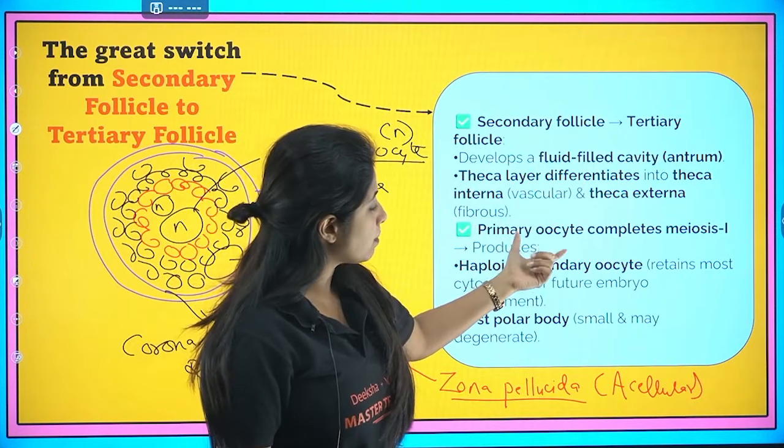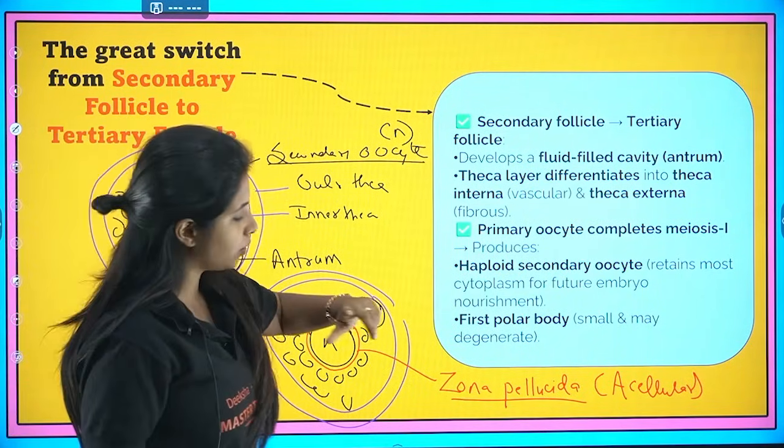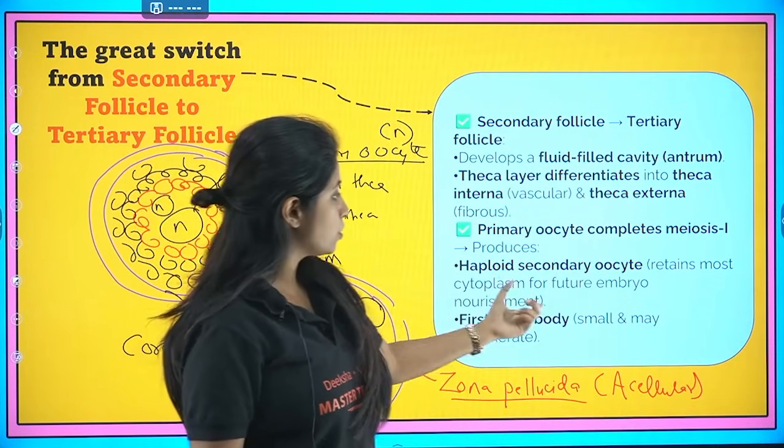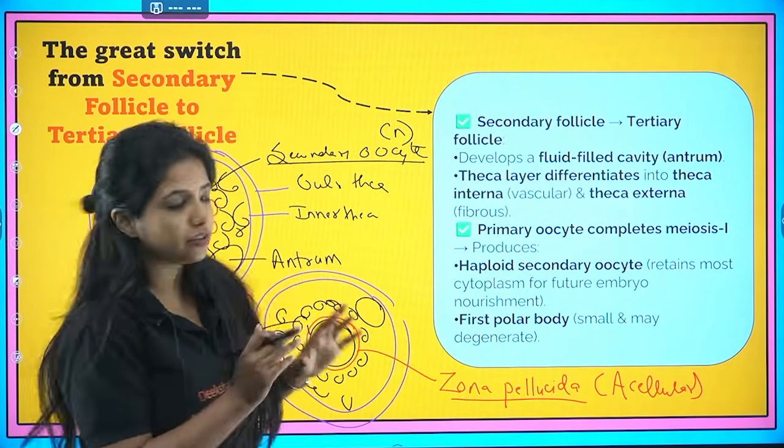And primary oocyte completes meiosis 1, as I told you, and produces what? Secondary oocyte. Okay, haploid secondary oocyte retains most of the cytoplasm for future embryo nourishment, and the first polar body is small and may degenerate also.